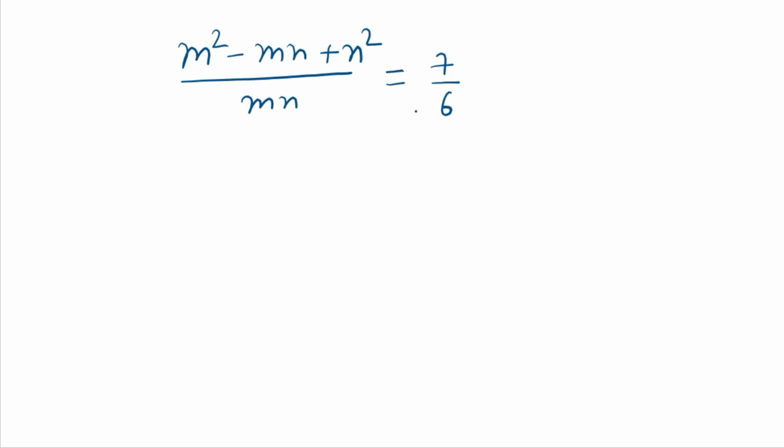If we apply cross multiplication, then on the left hand side we have 6 times (m^2 minus mn plus n^2), which equals 7 times mn.